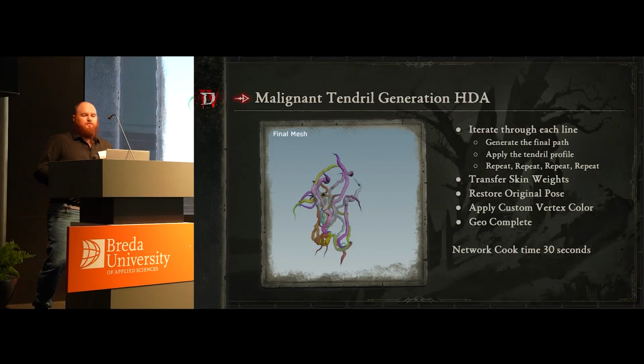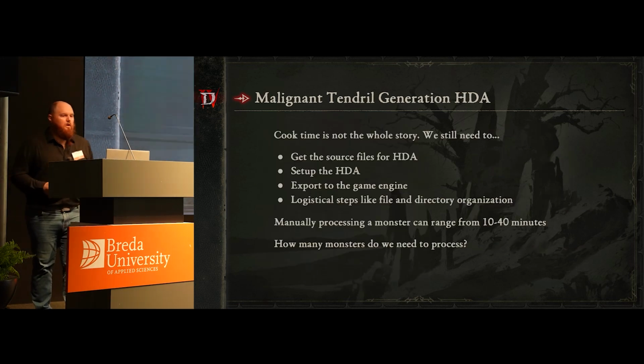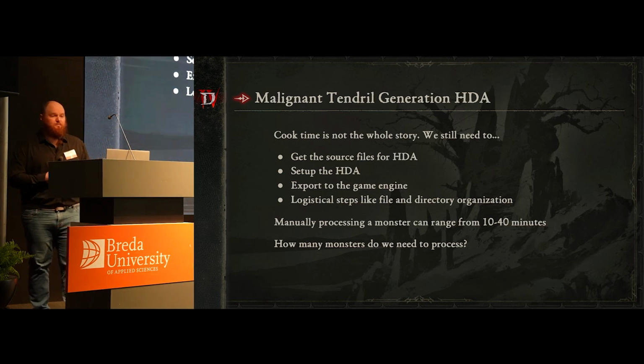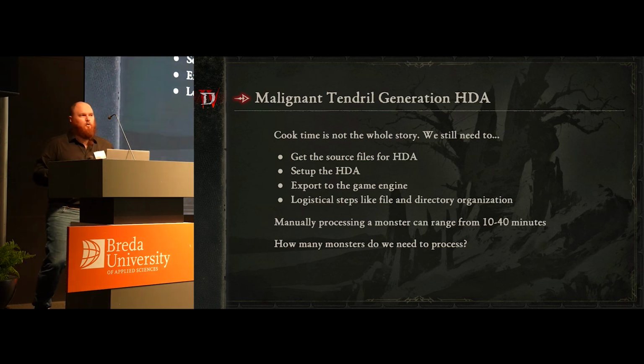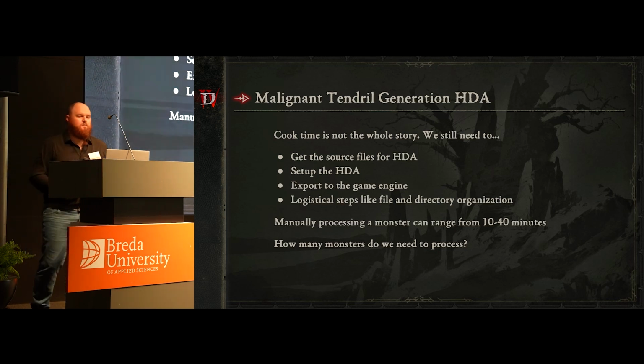So the network takes around 30 seconds to cook. It's not bad, right? Of course, cooking is not the whole story. We still need to get the source files for the HDA, we need to set up the HDA, and we need to export to the game engine, as well as all logistical steps like file and directory organization. Manually processing a monster can take anywhere from 10 to 40 minutes.